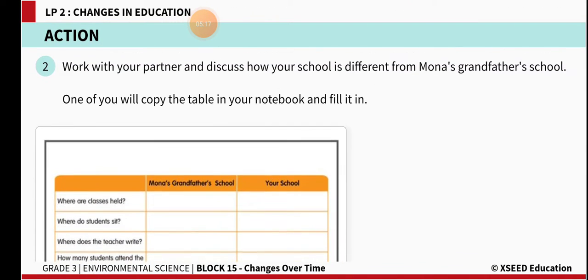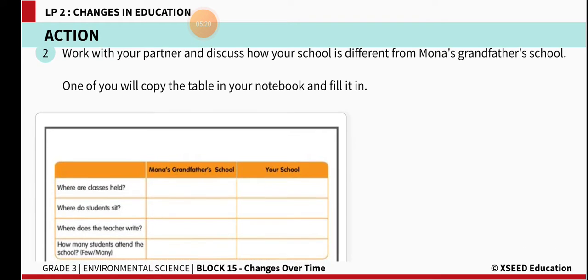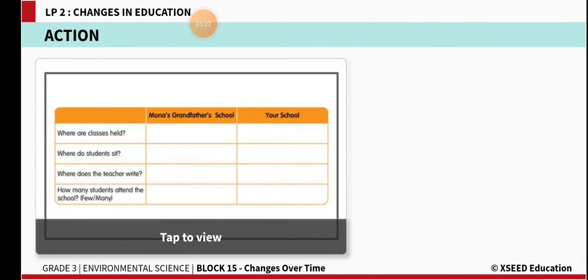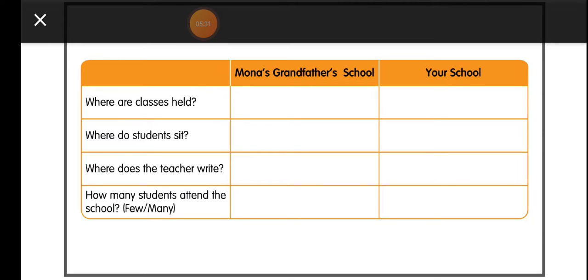And now see, we'll do one small activity. Here what you are supposed to do is, see this table column, note down this table in your notebook and find out how Mona's grandfather's school was and how your school is. You compare. Where are classes held? In Mona's grandfather's school, the classes were held in open areas outside, there was no building. But nowadays your school has a huge building, huge classrooms.